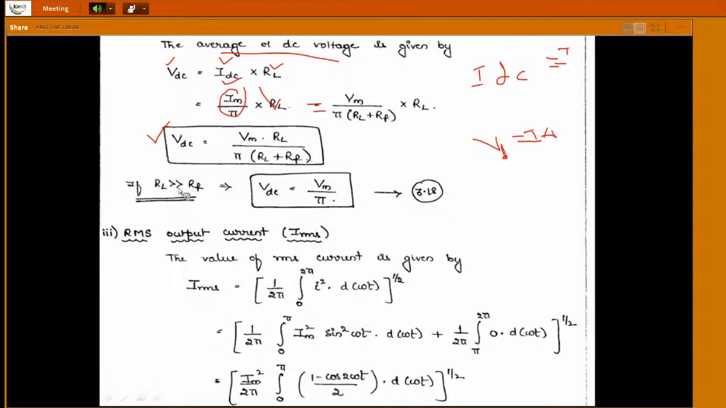It is clear, I hope. Generally we choose the load resistance to be very, very high compared to the forward resistance. In forward bias, the diode offers a very low resistance value. If you neglect this, VDC is equal to Vm by pi. From this we conclude the DC current IDC is equal to Im by pi, and the DC voltage VDC is equal to Vm by pi. This is the expression for DC current as well as DC voltage. Is the first expression clear?